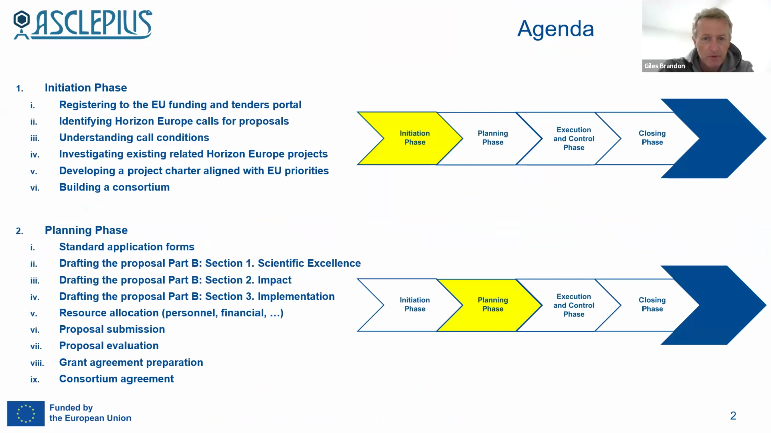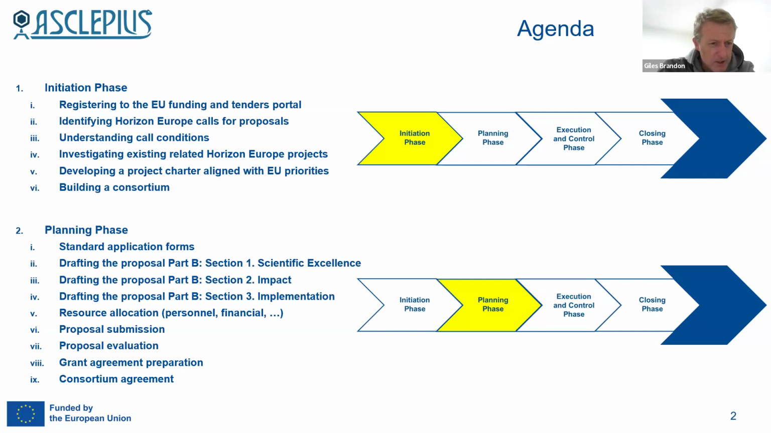With regards to initiation phase, I'll be talking about how to register to the EU funding and tenders portal, how to identify Horizon Europe calls for proposals, some words about understanding call conditions, how to go about investigating existing related Horizon Europe projects, developing a project charter aligned with EU priorities. I'll go through that very quickly because we talked a lot about it last time. And then some words about building a consortium.